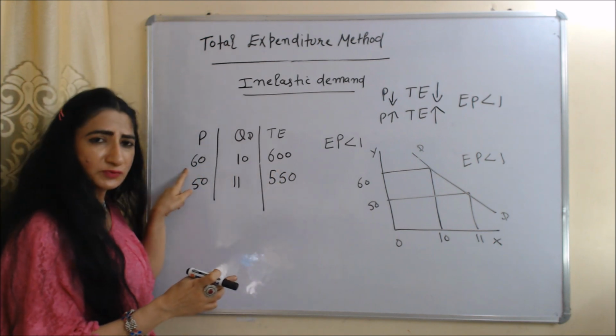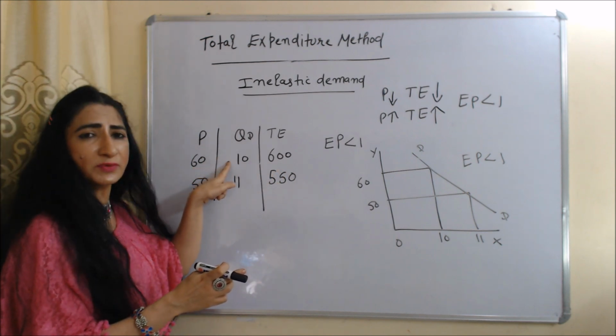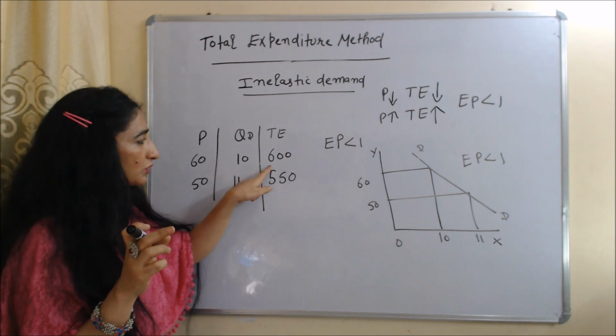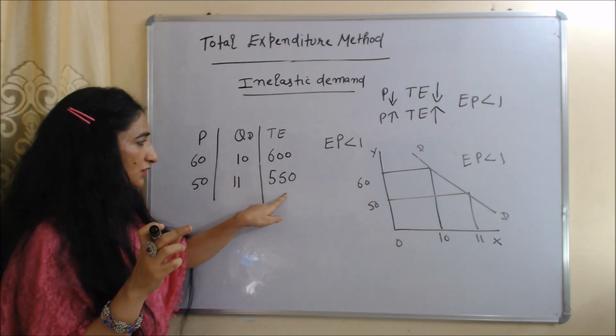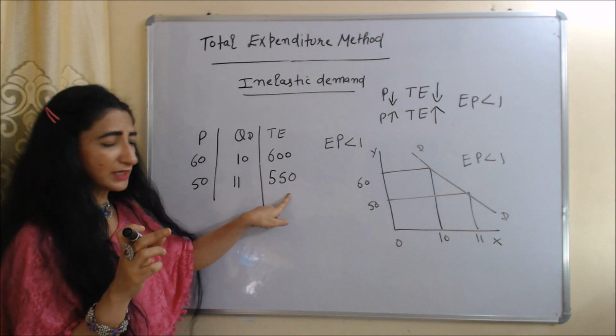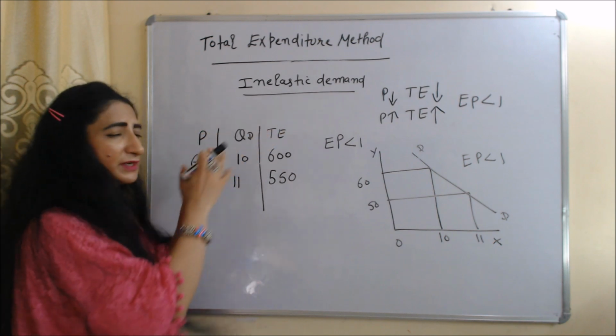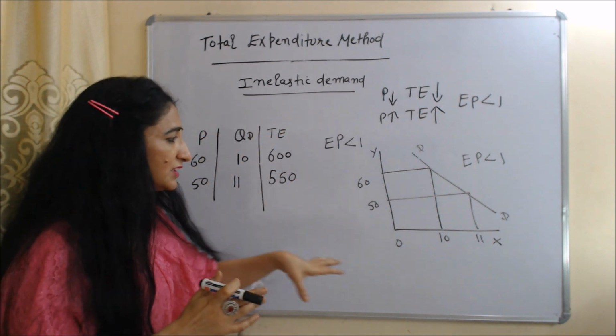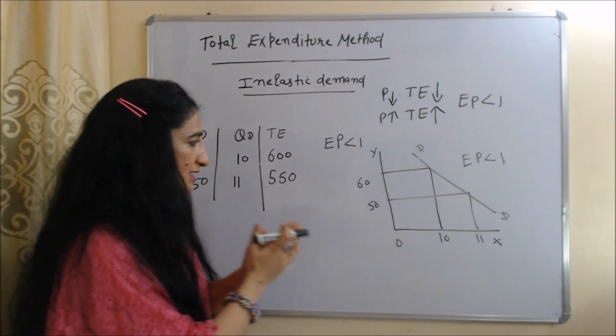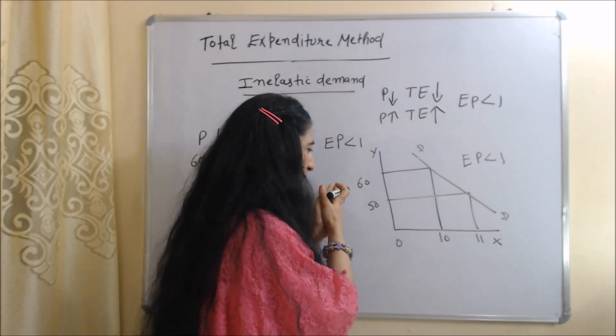As price reduced from 60 to 50, demand increased from 10 to 11, but our total expenditure reduced from 600 to 550. So here you can see, when price reduced, total expenditure also reduced. So it will be called inelastic demand. Same thing you can see in this diagram.